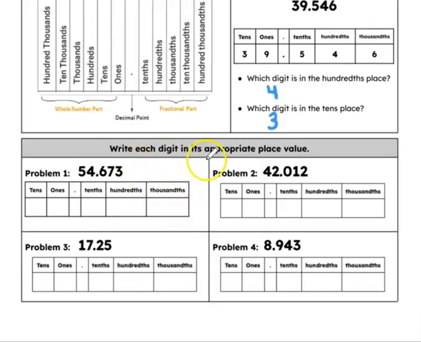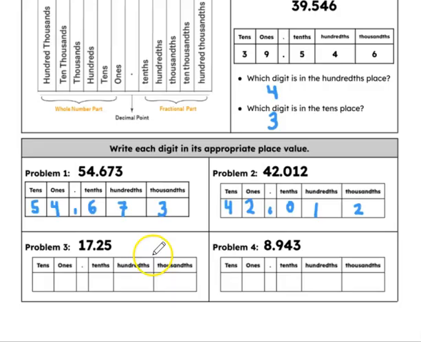Write each digit in its appropriate place value. We have 54.673. This one's just in order here. 54, the point, 6, 7, 3. Let me write the point here. I'm going to do one more here. 42.012. Now I want you guys to try some of these here on your own.